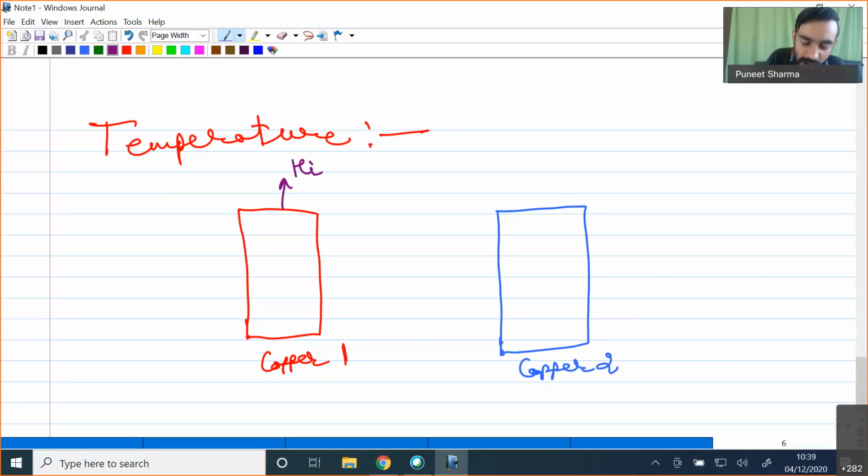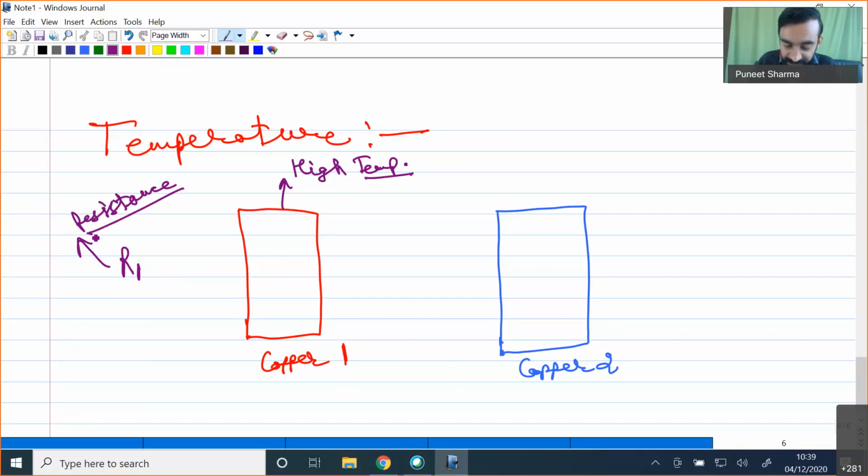temperature. So how do we know that its temperature is high? We can use a thermometer, and with the help of the thermometer we can check what its temperature is. That is when we already know about the thermometer. If we do not know about the thermometer, then I can measure the initial resistance of this copper block. Say R1 is the initial resistance of the first copper block.